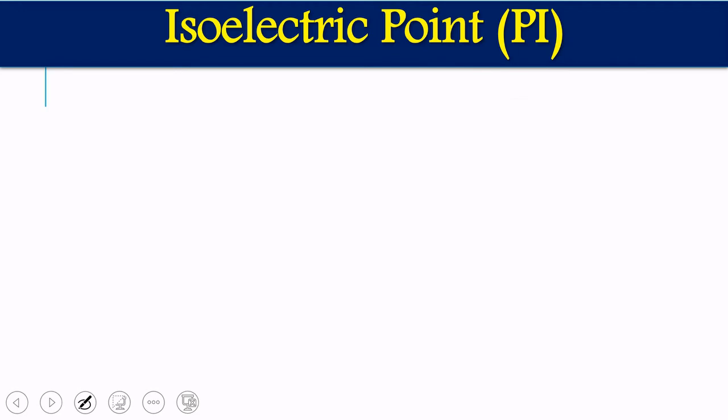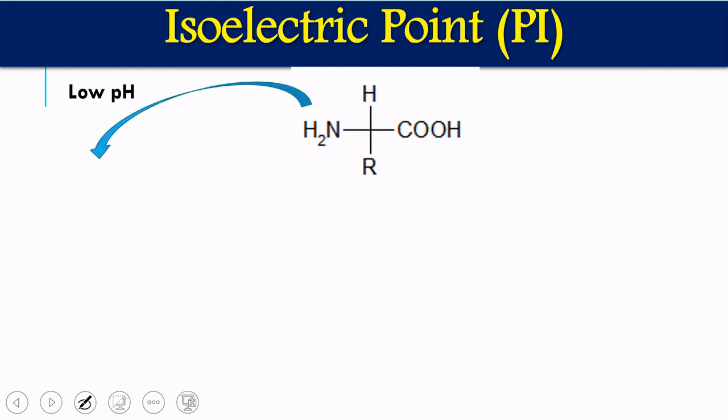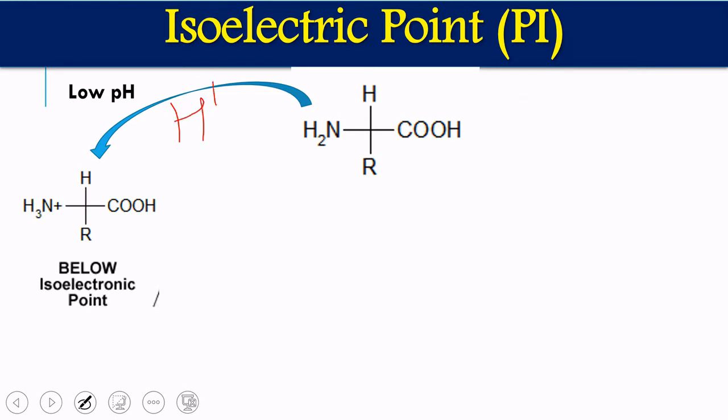This isoelectric pH, I have told you, this is our amino acid in its unionized form. If we decrease the pH, low pH means we have a sufficient amount of H+ available in the medium. So when there is sufficient H+ in the medium, what will happen? Any group which can accept H+ will take it. So NH2 will take H+ and become NH3+.